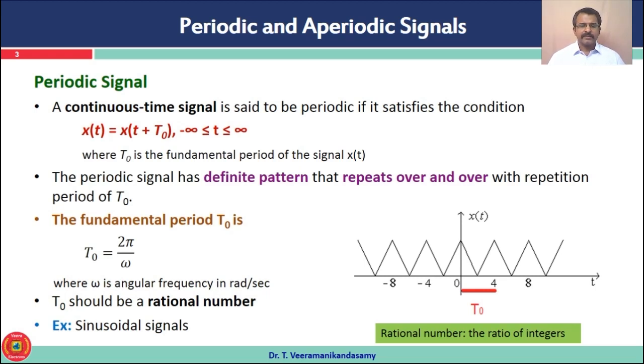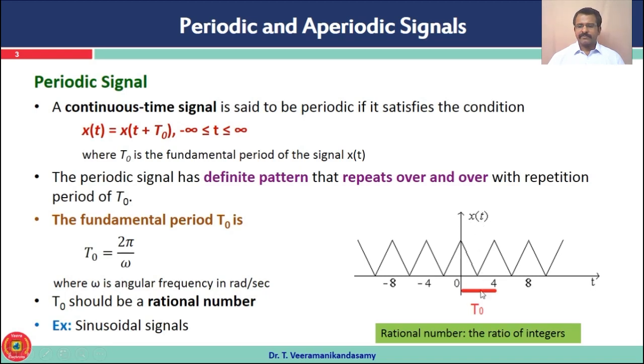For periodic signals, a continuous time signal x of t is said to be periodic if it satisfies the following condition: x of t is equal to x of t plus t naught for all values of time. So time varies between minus infinity to plus infinity, where t naught is the fundamental period of the signal x of t. Let me take the continuous time signal x of t.